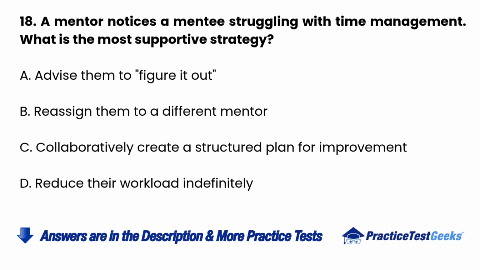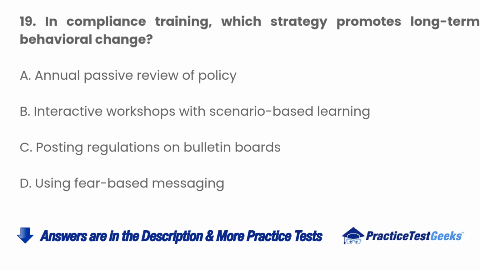18. A mentor notices a mentee struggling with time management. What is the most supportive strategy? A. Advise them to figure it out. B. Reassign them to a different mentor. C. Collaboratively create a structured plan for improvement. D. Reduce their workload indefinitely.